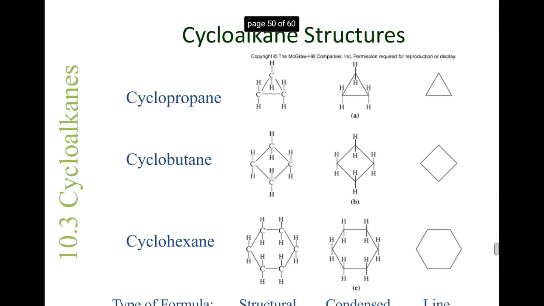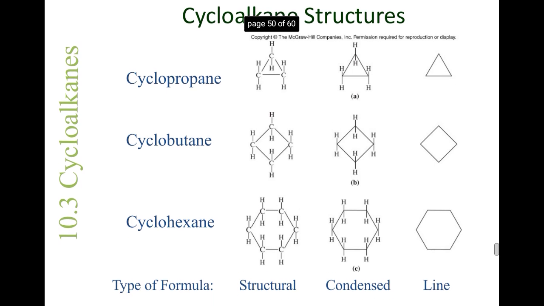Moving along, over here you have some cycloalkane structures. This shows three different cycloalkanes: cyclopropane, cyclobutane, and cyclohexane. Propane, you'll remember, means 3 carbons, so cyclopropane has 3 carbons in the ring. First, you see the structural formula, which is basically a Lewis structure. Then you see a condensed structure, which omits the carbon-carbon bonds. And the last one is a bond line structure, which just looks like a triangle. That's how you would represent it.